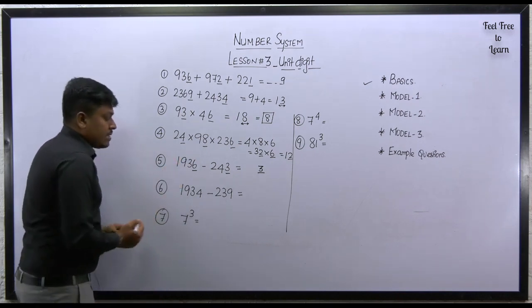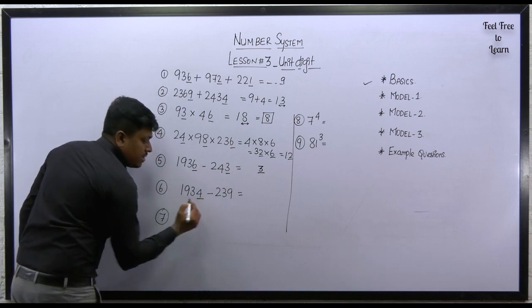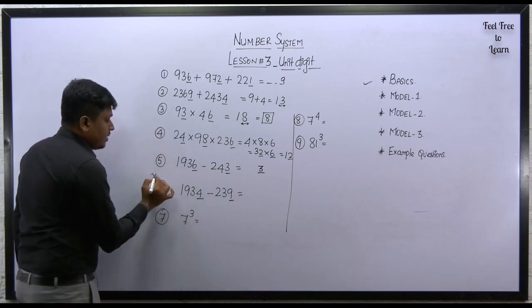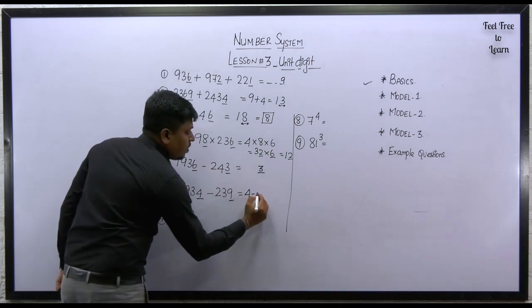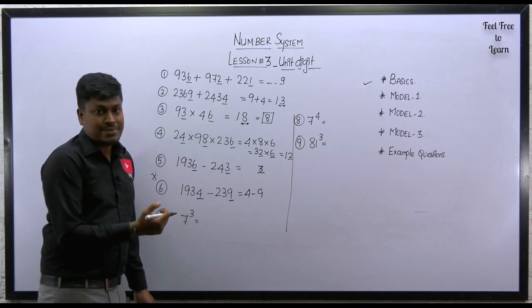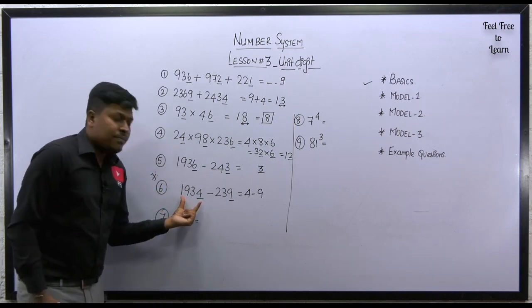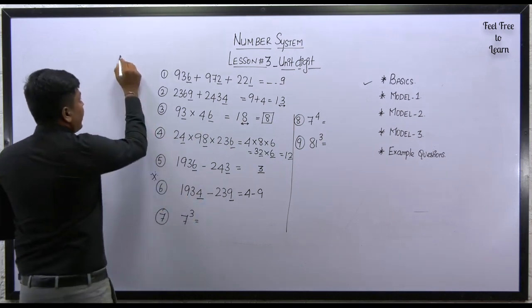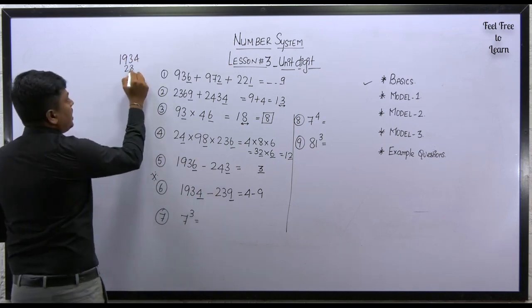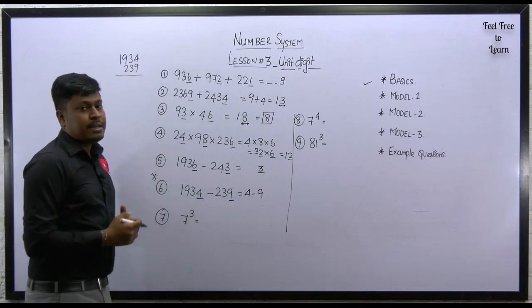So question number 6. The last digit of the given number is 4 and the last digit is 9. Most important, just listen here. So we have to subtract 4 minus 9. You should not write it as minus 5. That is wrong actually. Why? Because usually how will you subtract? Usual process: 1934, right? We have to subtract 239. How usually you will subtract in the exams?